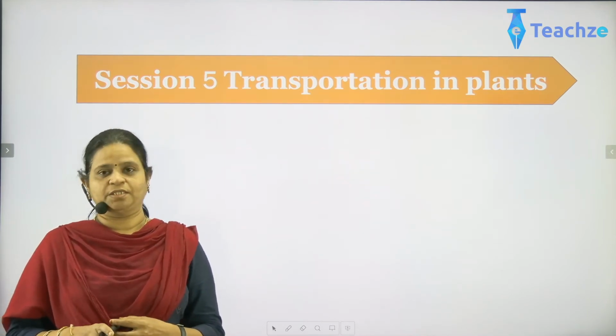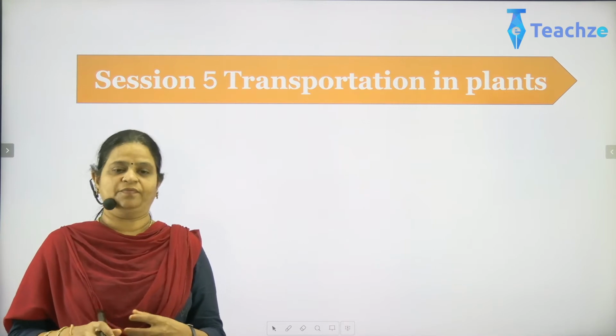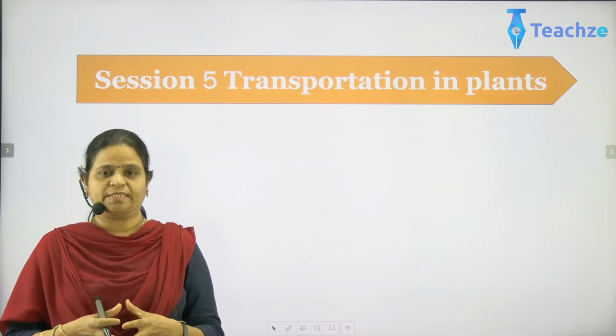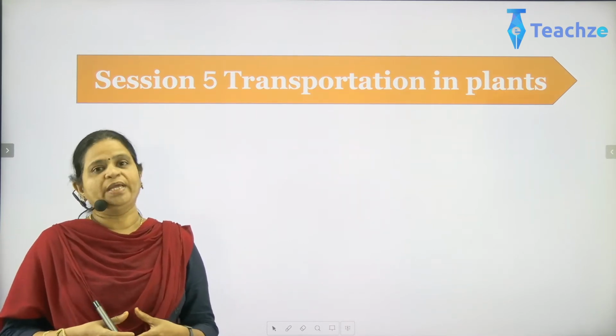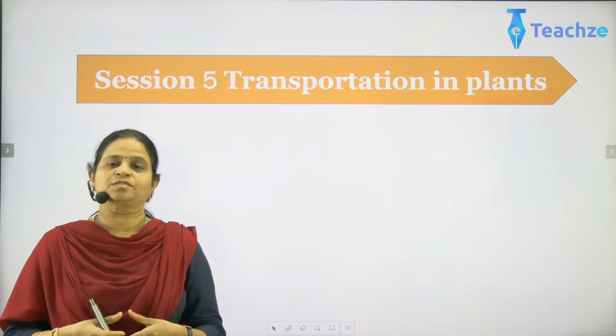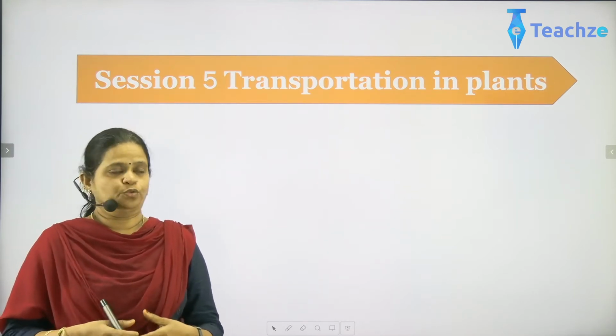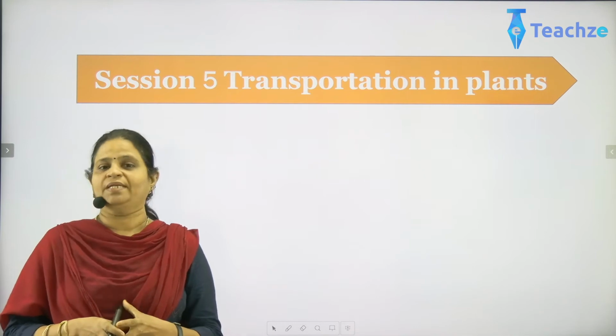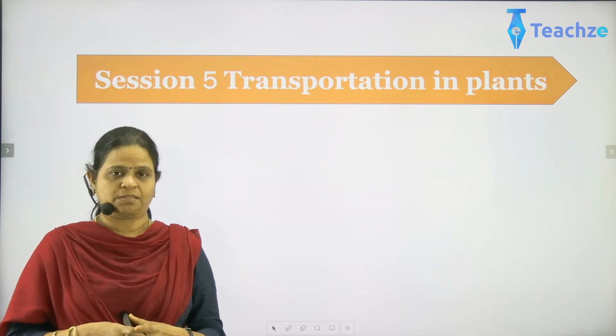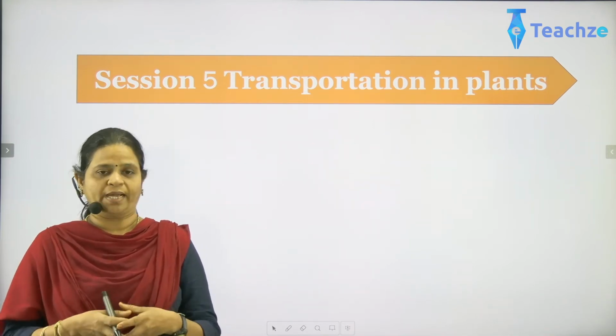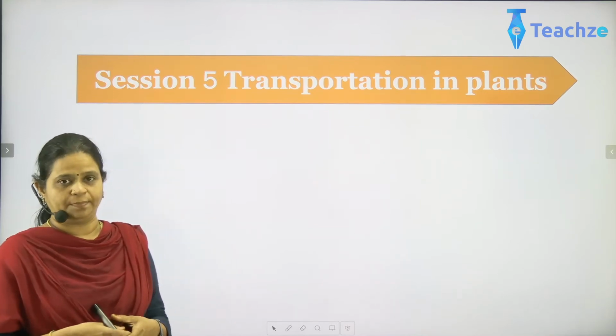In the previous session we saw the different aspects of the life processes. We looked at respiration as well as digestion. Going forward, we have looked even at transportation in human beings. Now what we are going to look at today is transportation in plants.